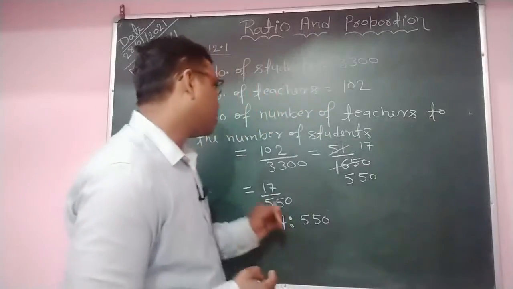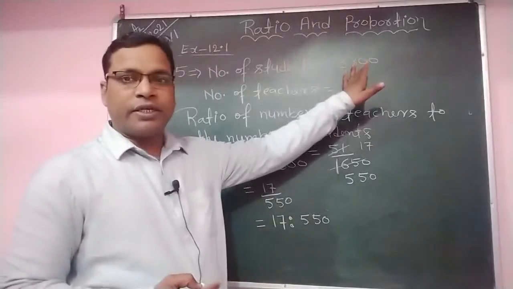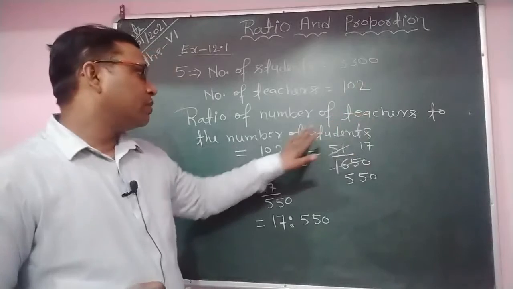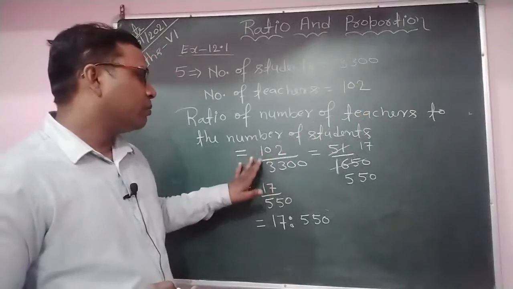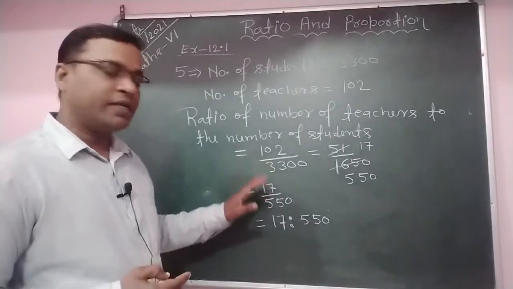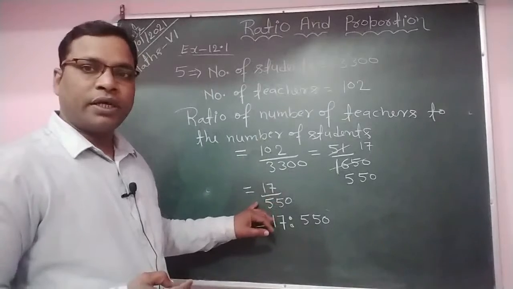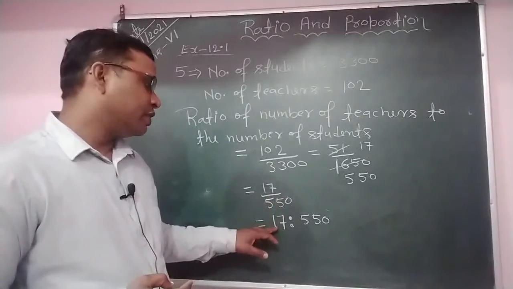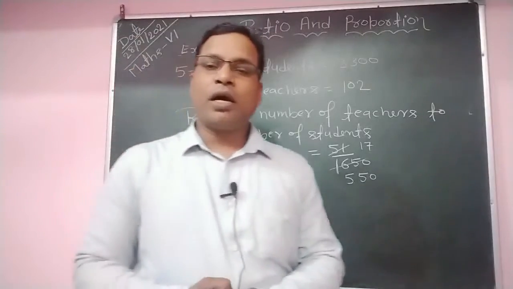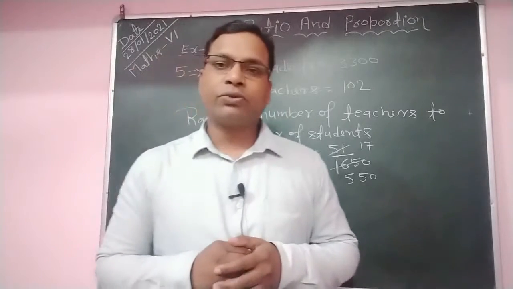Okay, so here we write: number of students is 3300 and number of teachers is 102. The ratio of the number of teachers to the number of students is equal to 102 upon 3300. If you simplify it, you get 17 by 550, or you can say 17 ratio 550. So students, I hope all of you understood this question. Now we are going to discuss the next question.